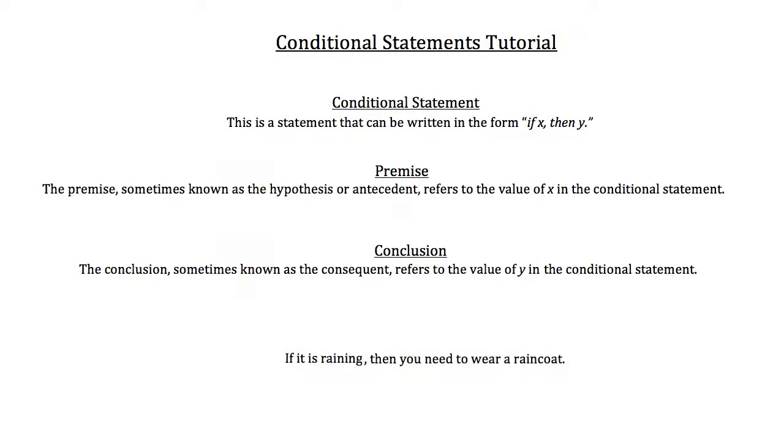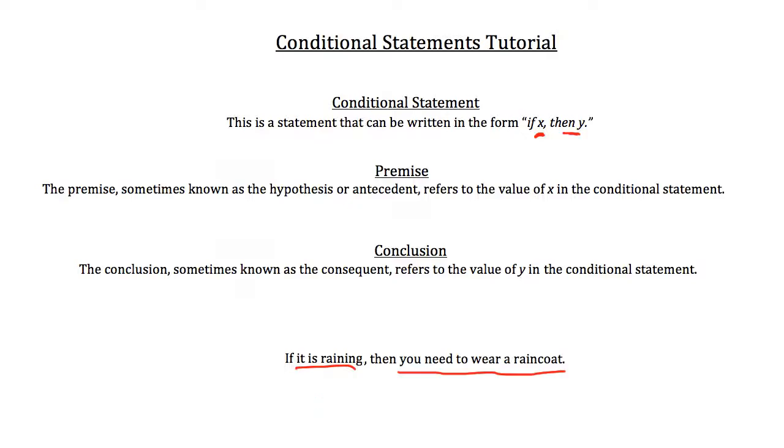So here's an example of a conditional statement. If it is raining, then you need to wear a raincoat. The premise of this conditional statement is it is raining, because that's the if X, that's the X right there. And the conclusion is you need to wear a raincoat. That's the part that comes after the then Y. If it's raining, then you need to wear a raincoat. That's the premise and conclusion that make up a conditional statement.